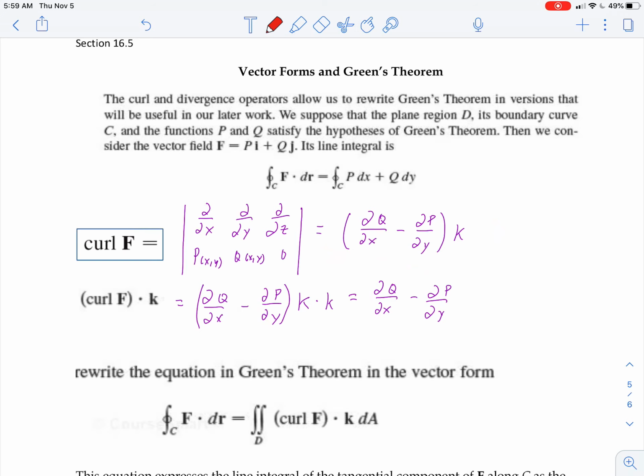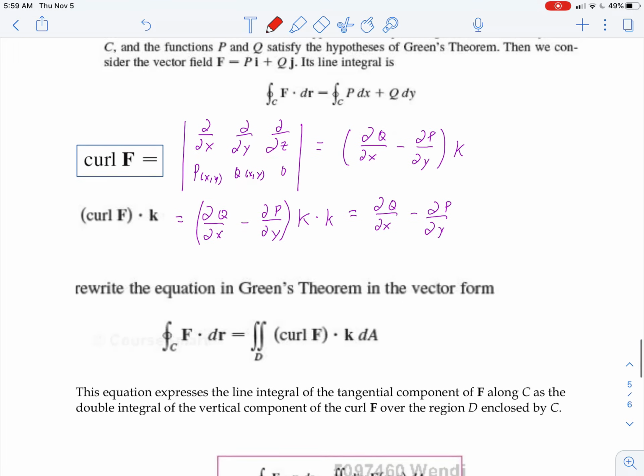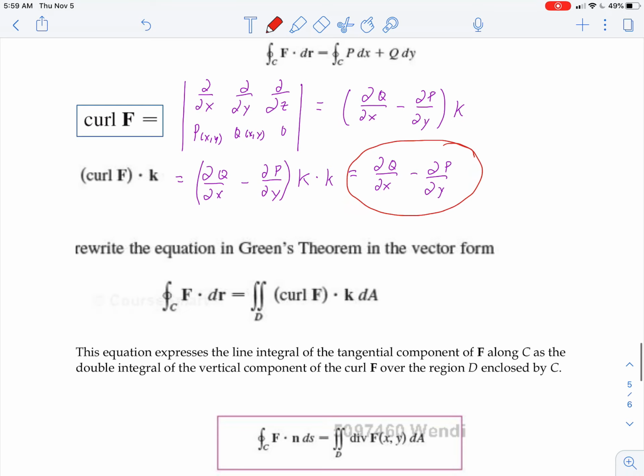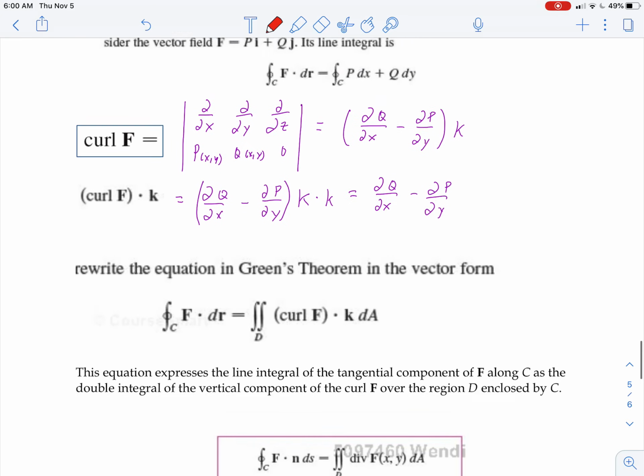The curl of F dotted with our k component is just going to be the partial of Q with respect to x minus the partial of P with respect to y, k, and then dot k. And when we do this, the k's are going to cancel out, and we're just left with the partial of Q with respect to x minus the partial of P with respect to y. So this will allow us to rewrite the equation in Green's theorem in vector form.